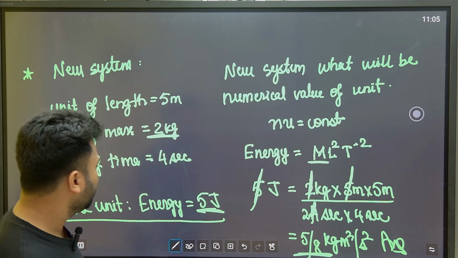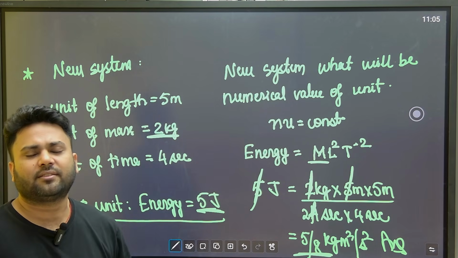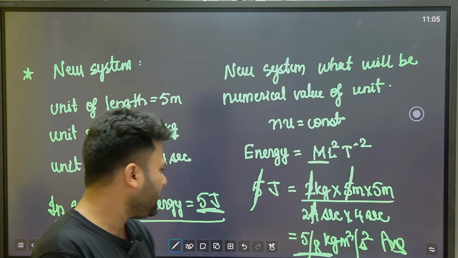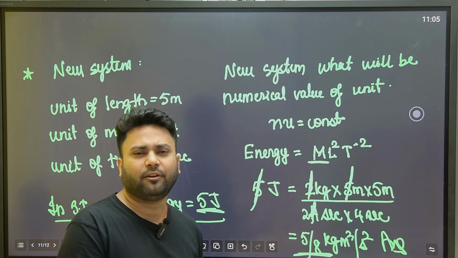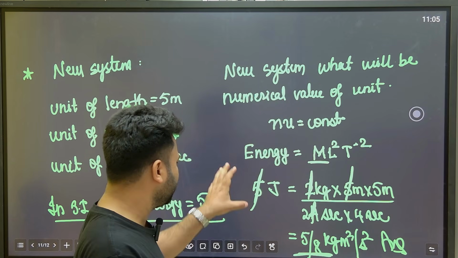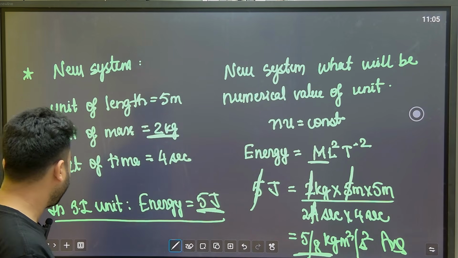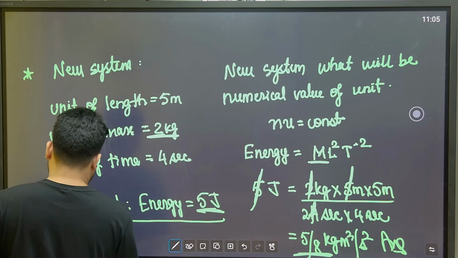Okay. So this kind of question can be asked. Important question. And many students skip this kind of questions. So this is important only. Correct.